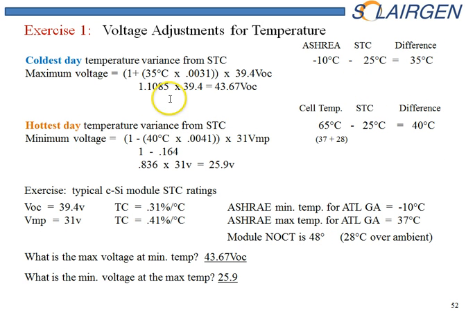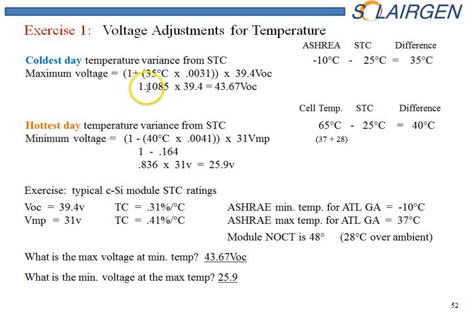Here you can see we've plugged the numbers in. We have minus 10 is 35 degrees lower than 25 degrees C, the standard test condition. So this is our multiplier. This is how many degrees multiplied by the temperature coefficient we're looking at to give us our multiplier. And our multiplier is 0.1085.